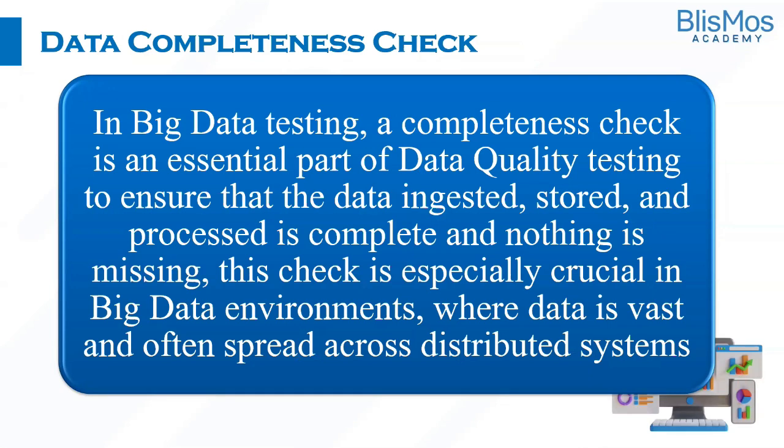Completeness check is a very important dimension of data quality. As a part of the completeness, we will ensure that the data which is ingested, stored, and processed is complete, and nothing is missing which was supposed to be there in the table of a database or in a file. Especially when we are talking about big data environments, we are talking about a vast amount of data, which is spread across different systems in a distributed system.